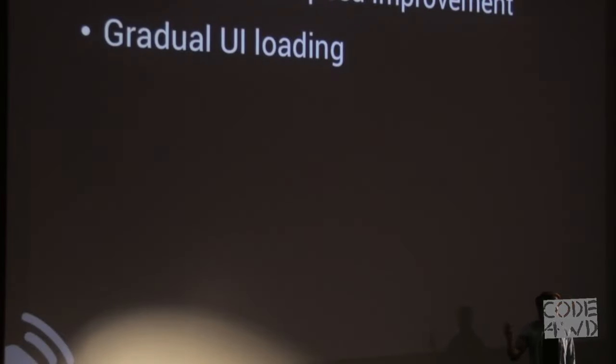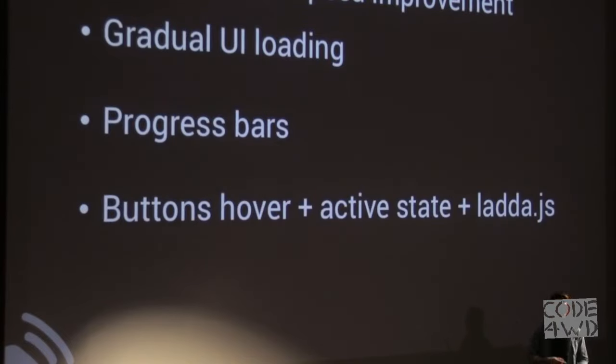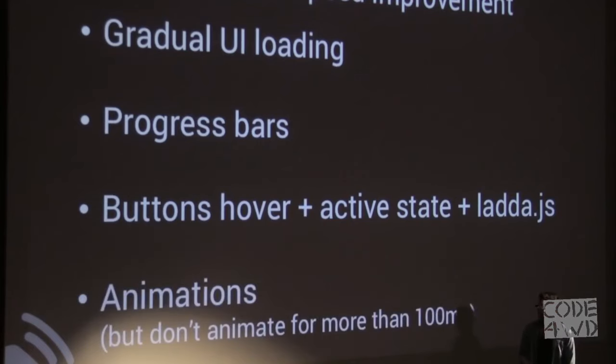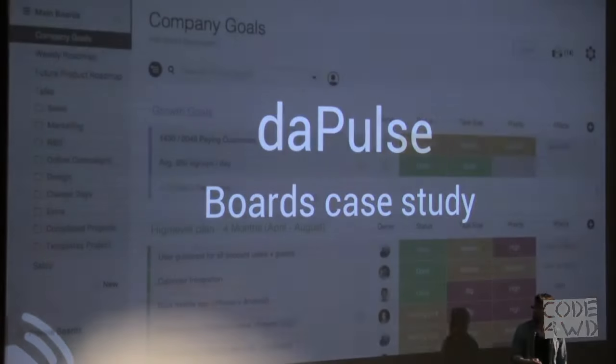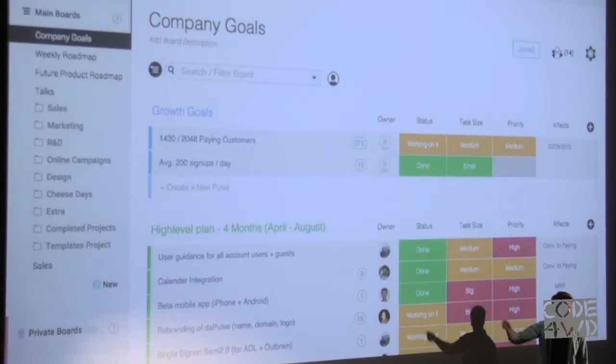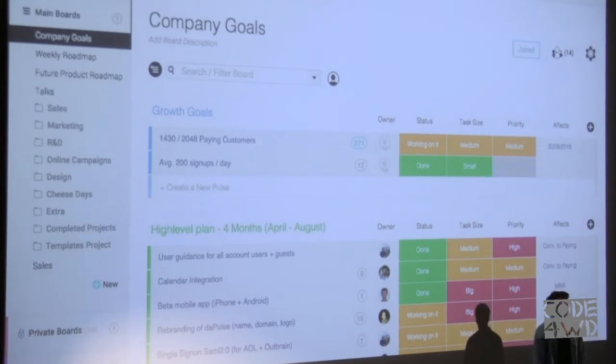There's a lot more that can be covered here, but it's gradual UI loading, use progress bars, give feedback through buttons, use all kinds of animations, and so on. And I know I've got 2 minutes, so I'll quickly go over the case study that we had on the polls. Something interesting that I want to share. So this is how our system looks. And this is a feature called boards. It's one of the key features inside the system. And this is how we imagined people would use the system when we launched it.